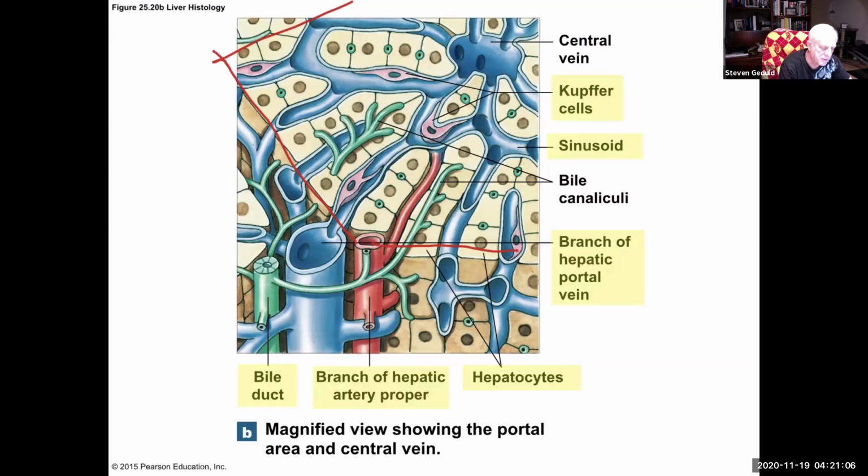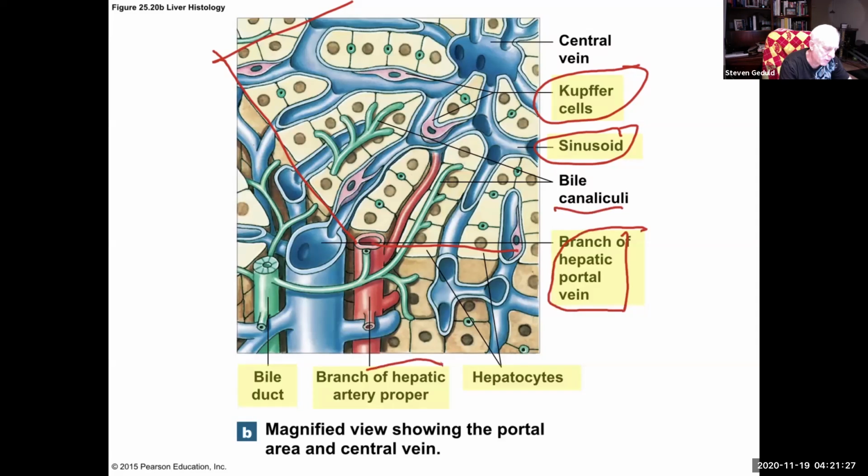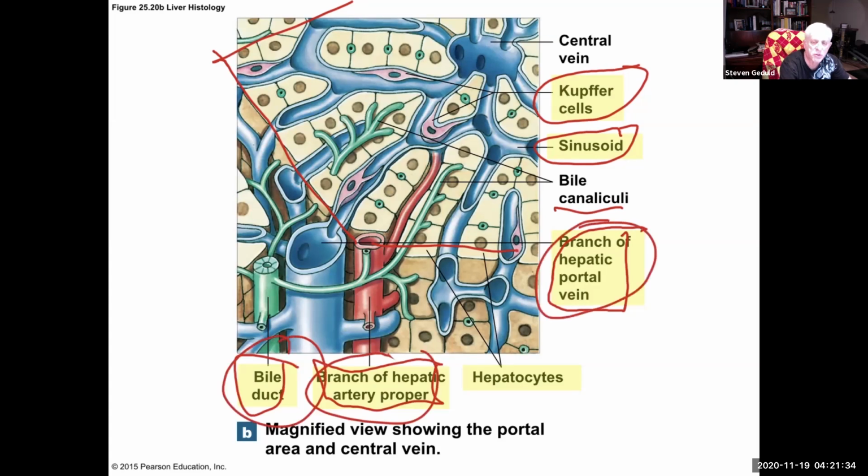Okay, so these are your sinusoids. Those are your spaces between them. These are the Kupffer cells. Kupffer cells are phagocytic cells. They eat bacteria, and they eat the red blood cells that are damaged so they can be recycled. You have canaliculi, which are small canals connecting them together. You have a branch of the hepatic portal vein, a branch of the hepatic artery, and the bile duct. These three things form the hepatic triad.